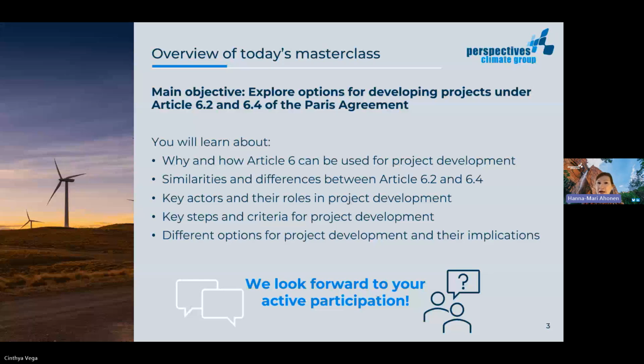So you'll learn why and how Article 6 can be used for project development, the similarities and the differences between 6.2 and 6.4. What are the key actors? What are their roles in project development? What are the key steps? What are the key criteria in project development? And then, as said, the different options for navigating project development and what kind of implications they have.